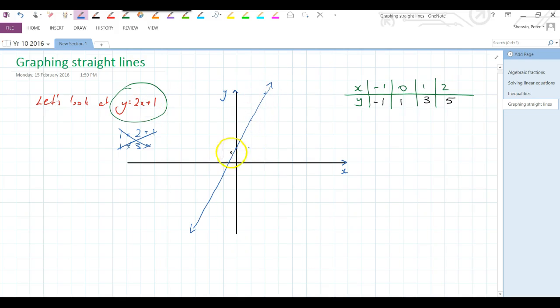But all these points here, they do. They do satisfy that equation, and they do lie on the line. Okay, so there's some basics there, aren't there? Now, what you probably already know is the gradient intercept form of a line. I'll just pause this and make a couple of notes on that.